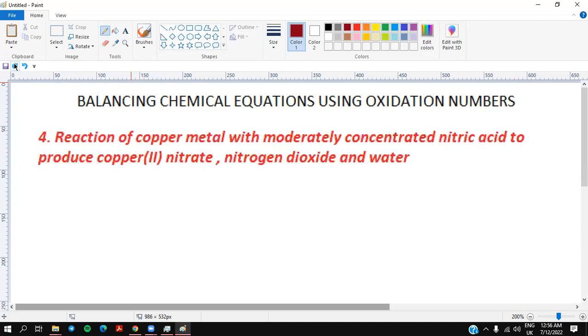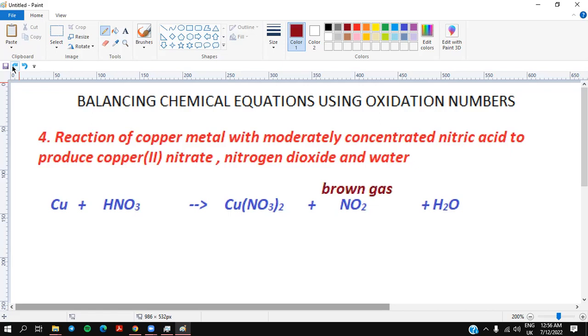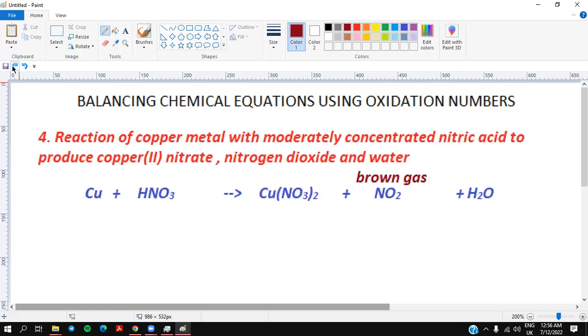In this reaction, we can see a copper metal reacting with moderately concentrated nitric acid to produce copper 2 nitrate, nitrogen dioxide, and water. Copper reacts with HNO3 to produce copper nitrate, nitrogen dioxide, and water. This nitrogen dioxide is a brown gas. So we can see the reaction system bubbling and giving brown gas. But then we'll see how to balance this equation.